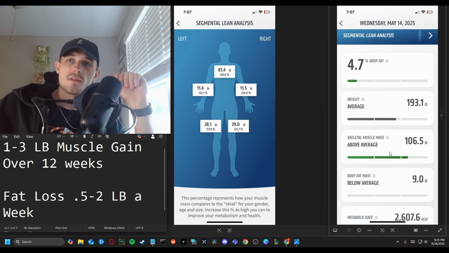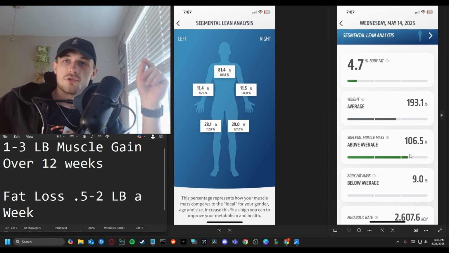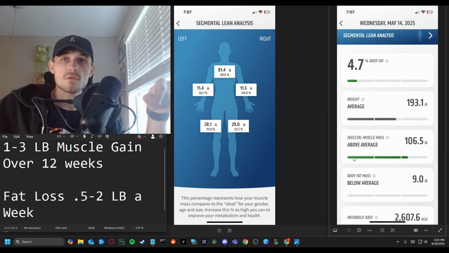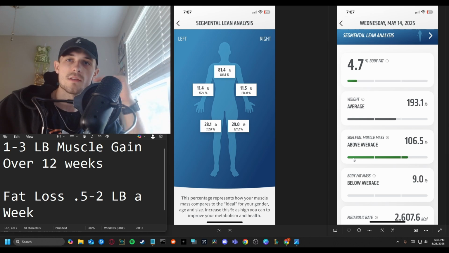Skeletal muscle mass shows the muscle mass that you have, and it will show you if you're above average or if you have too little. You don't want to have too little muscle because muscle is very important for optimal health. So if you're above average or average, that is good. This one, you just want to make sure you're not too much below average or too little.